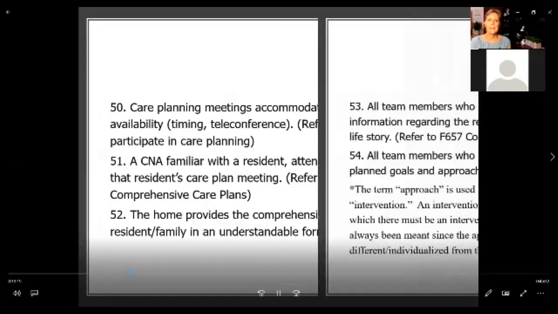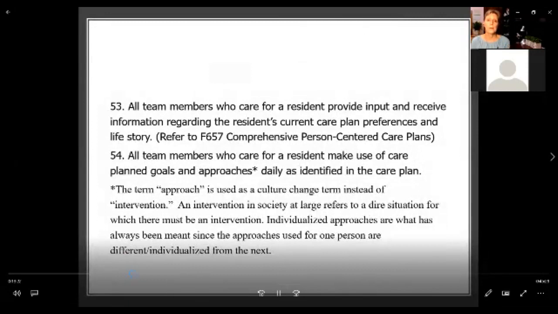But in case you're not, it's not only in the regs, but it's also totally needed by each family, each person. All team members who care for a resident provide input, oh, so good, and also receive information regarding that resident's current care plan, preferences, and life story. So you get the idea here. Not only do you collect that information, which is one good practice, but now the team members caring for each individual also find out that information, and it informs their work and their care for that person.